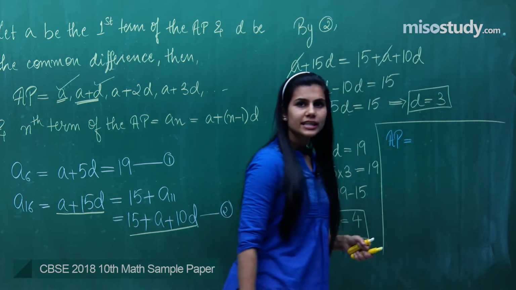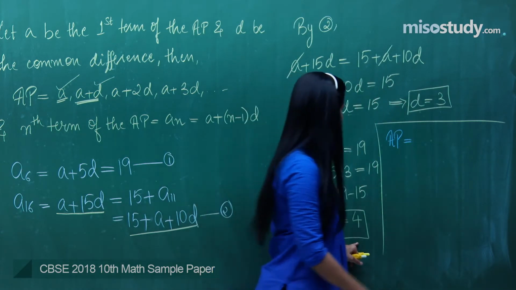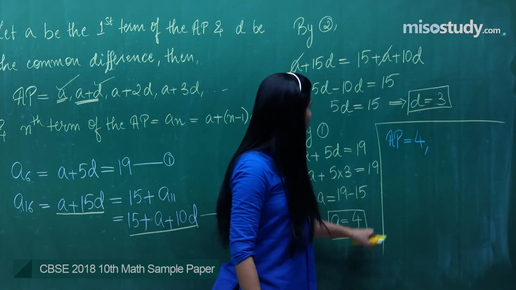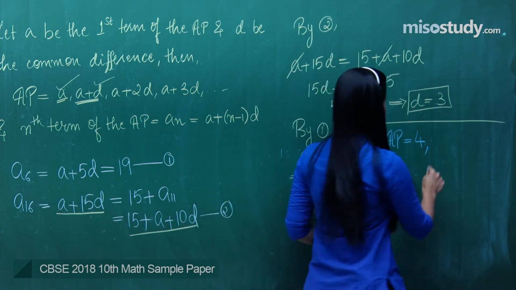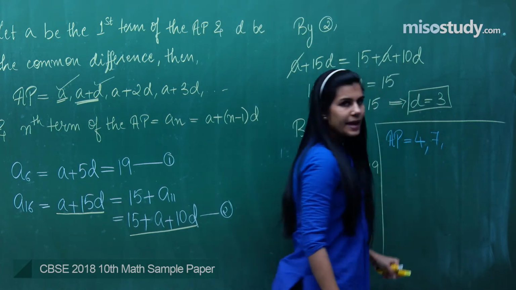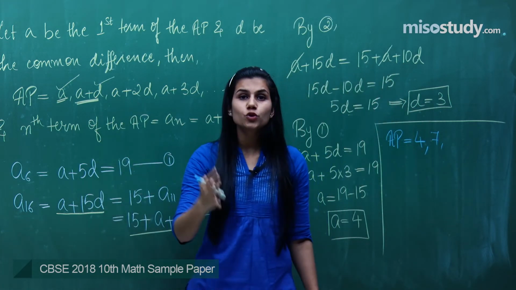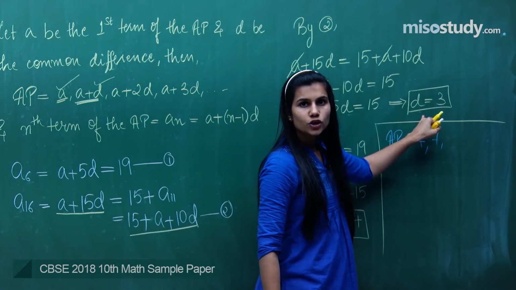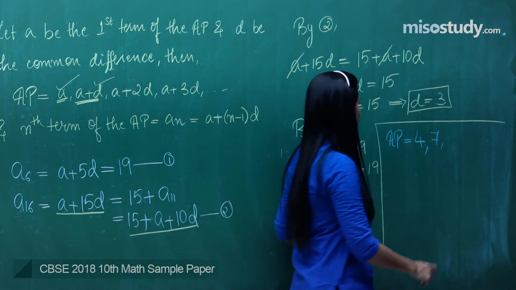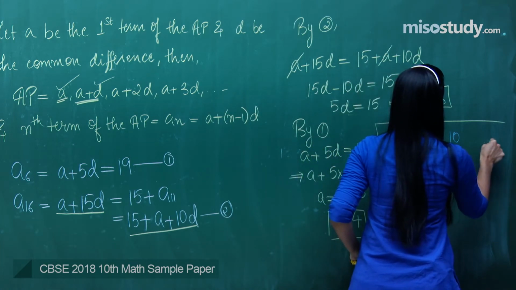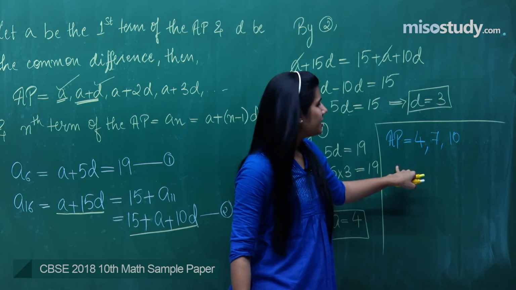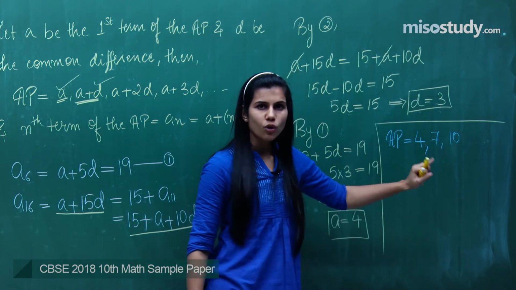AP therefore is equal to first term, then A plus D, 4 plus 3. Then A plus D, then you have A plus 2D. So A is 4, 2 times D means 6, 2 times 3 is 6, 6 plus 4 gives you 10, and so on. Your AP, desired AP is 4, 7, 10, and so on.